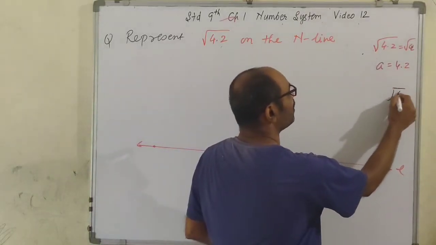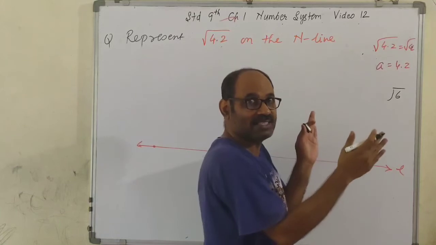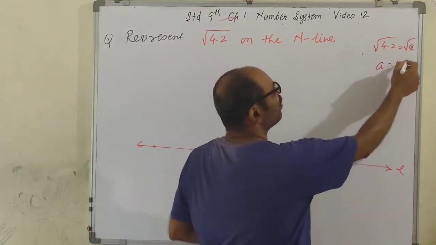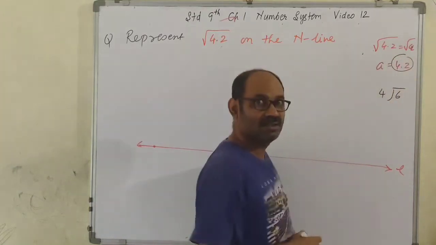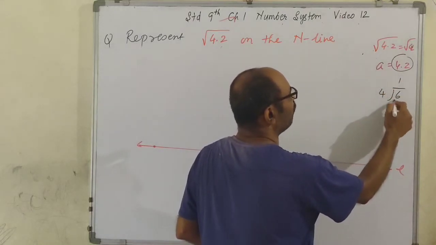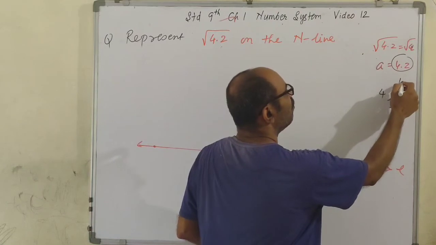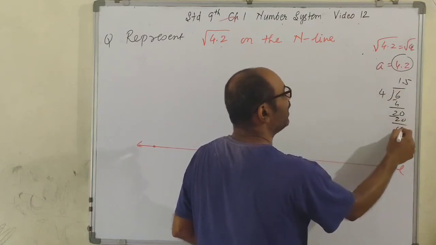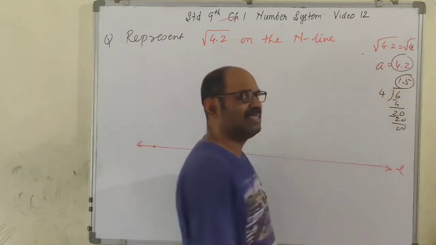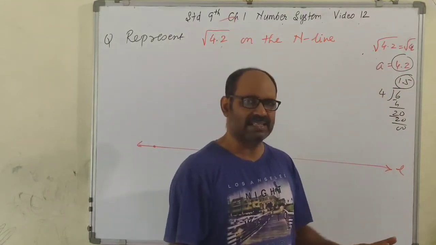Actually, 6 is what we have decided, the length of the line segment. You can divide by 4. 4 1s are 4, 2, 0, 0.5s are 20. Correct? But I don't want this decimal. I don't want that scale decimal.